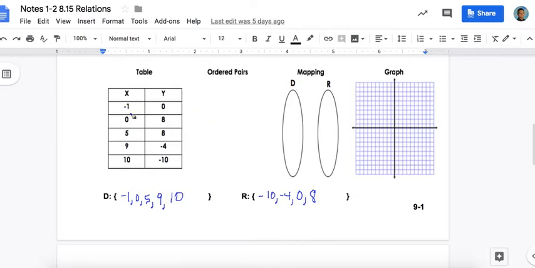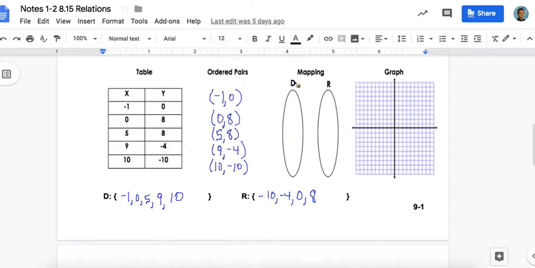Okay, now we're going to take each x and y value and write an ordered pair. So we put them together like this: -1, 0, and then 0, 8, 5, 8, 9, -4, and 10, -10. So all I did to write the ordered pair is just put my x and y value together.